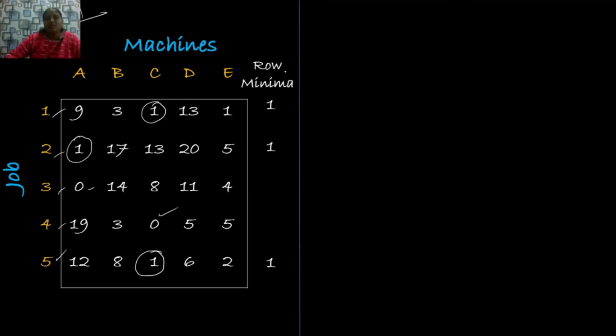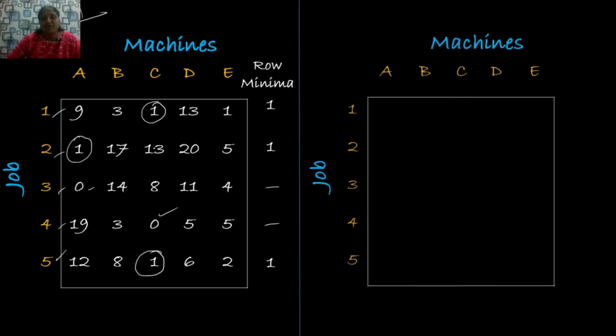First and second row has the minimum element 1, 1, whereas the third and fourth row has 0 elements, so leave this, and the last row has minimum element 1. Now we have to subtract this minimum elements from its row elements. So let me start with the first row. 9 minus 1, 8, 3 minus 1, 2, 1 minus 1, 0, 13 minus 1, 12, 1 minus 1, 0.